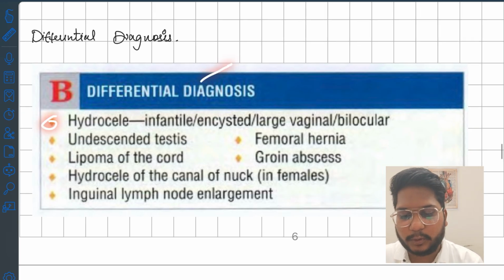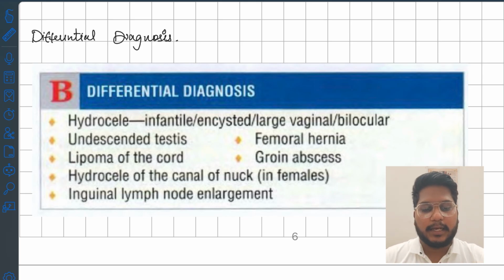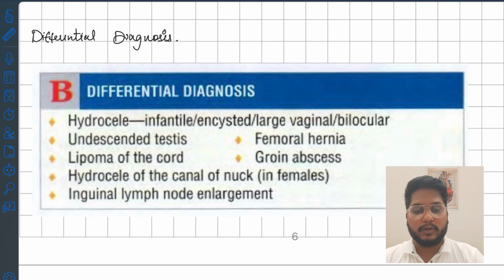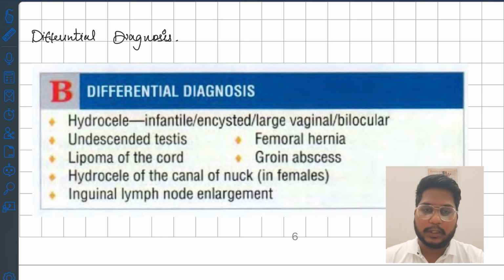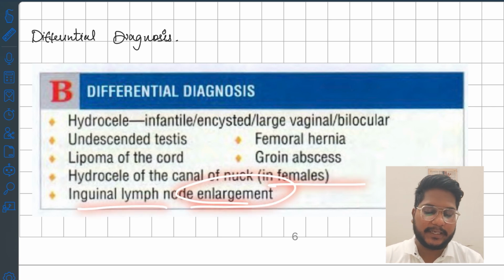This is also an important question which is asked. It includes hydrocele in that region, which can be infantile, encysted, large vaginal or bilocular. Then we have undescended testis, femoral hernia, lipoma of the cord, groin abscess, hydrocele of the canal of Nuck, which is in females. Then we have inguinal lymph node enlargement.